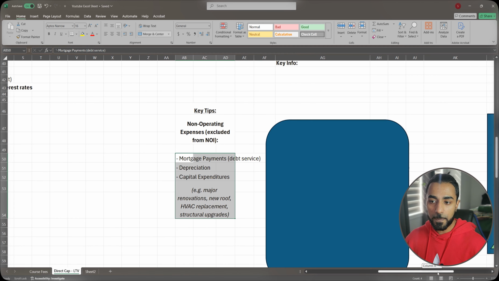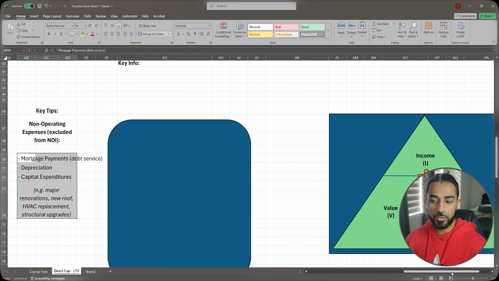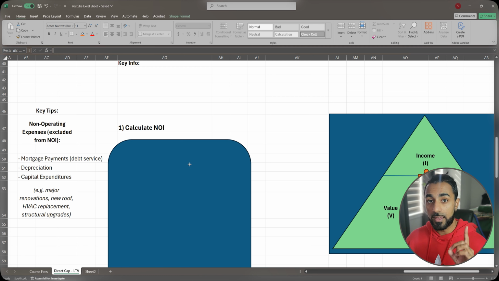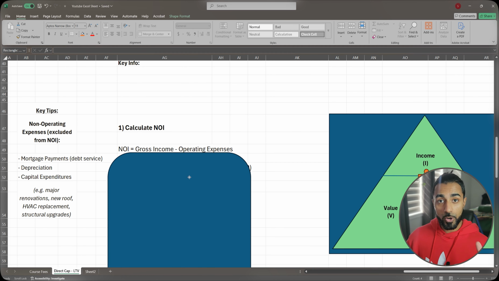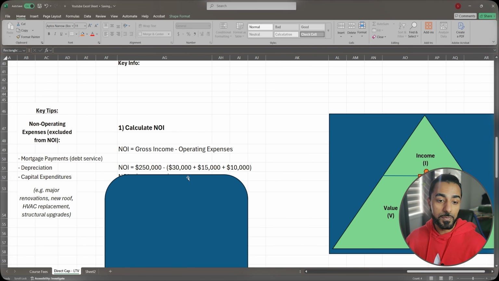So what we do now is, we keep this triangle in mind. So just so you can see the triangle. What we're going to do is we're first going to calculate the NOI, net operating income. We want to do our gross income minus our operating expenses. But here what we actually do is we're only going to include a few things.